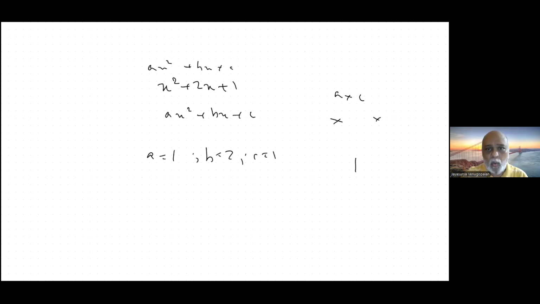Now, how do I break it up into two factors? The only way I can do it is making 1 and 1. 1 would be equal to 1 into 1. That's all one can do, unless you go into fractions. If you go 1 and 1, this component plus this component will give you 2. 1 plus 1 is 2. So I have broken up this AC into two components which add up to the middle coefficient B. So now I can factorize.